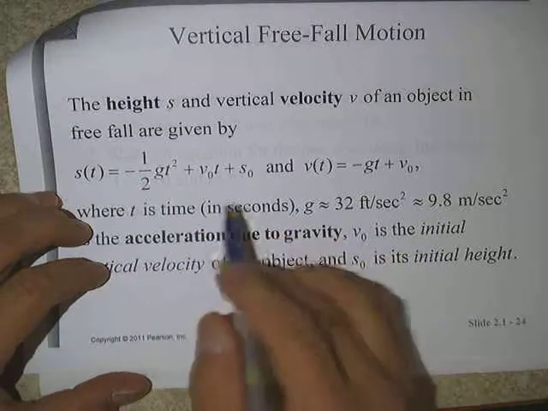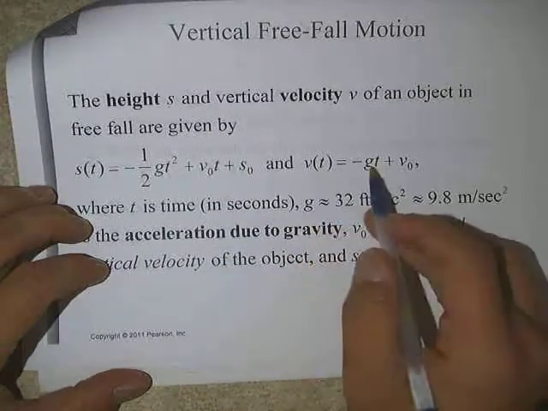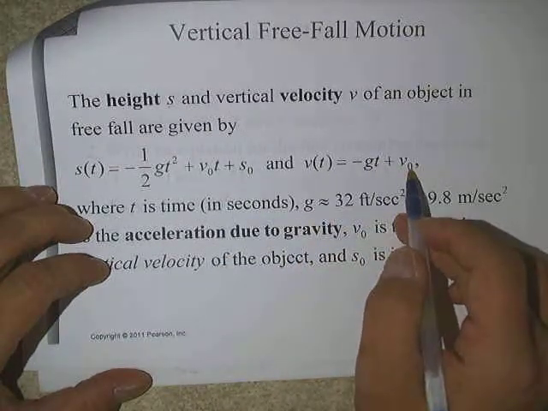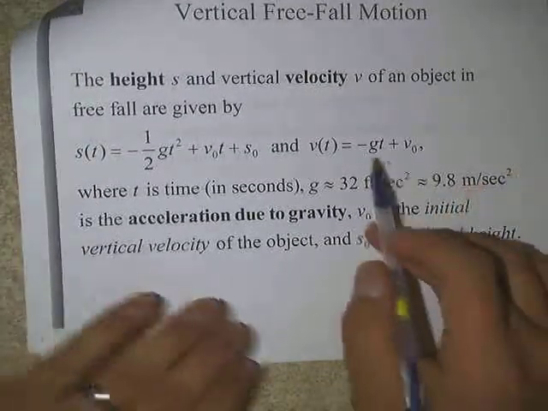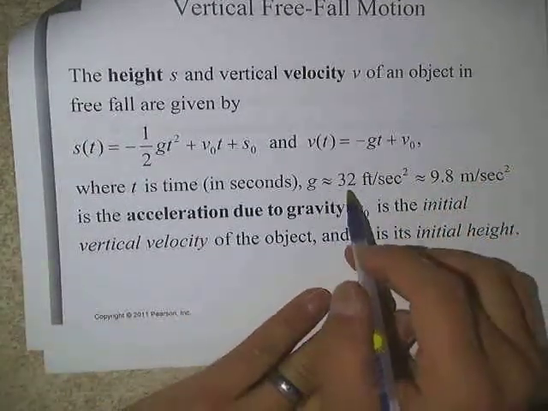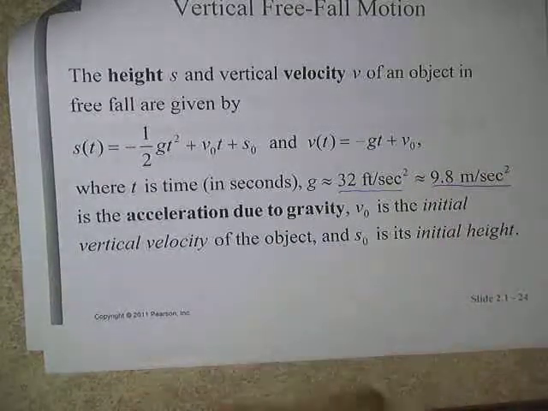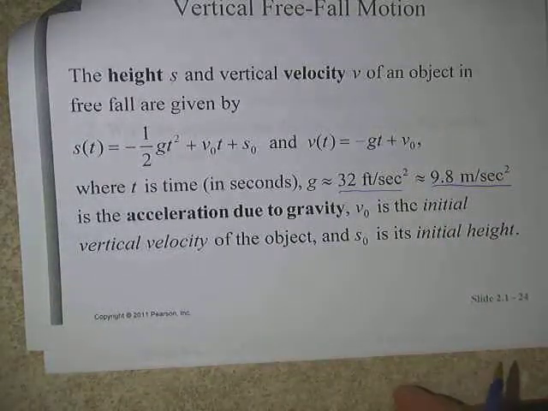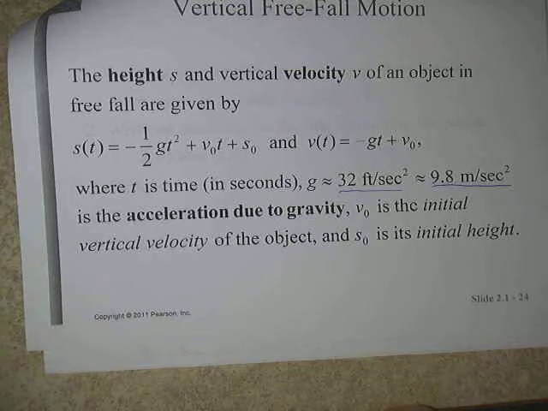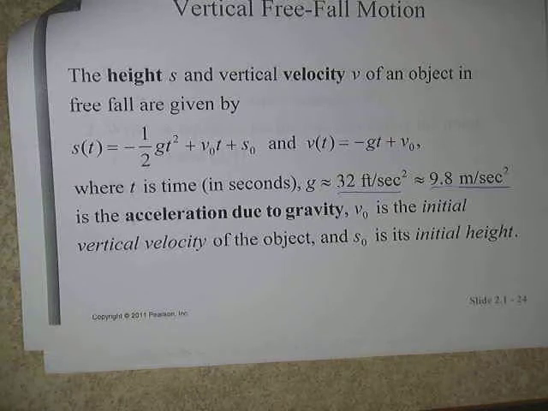The height at any given time is going to be negative 1/2 g t squared plus v sub 0, the initial velocity, times t, plus s sub 0, the initial height. The velocity of the object is always going to be negative g t plus v sub 0. A couple things. First of all, the g part: g is always a constant. g is either negative 32 feet per second squared or 9.8 meters per second squared. Those are the acceleration due to gravity constants near the Earth's surface.